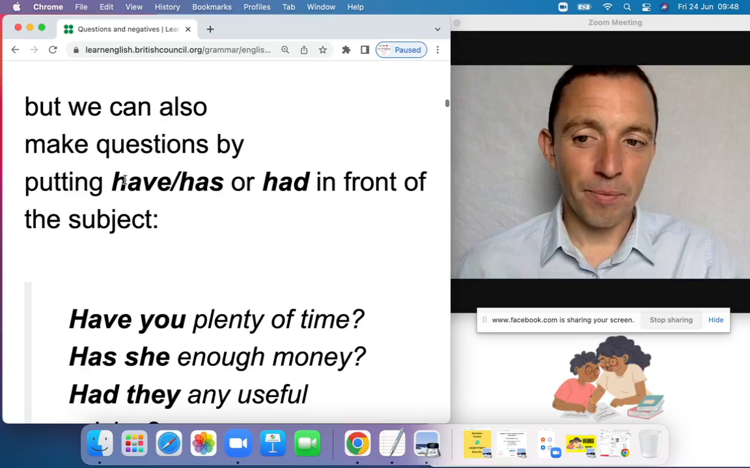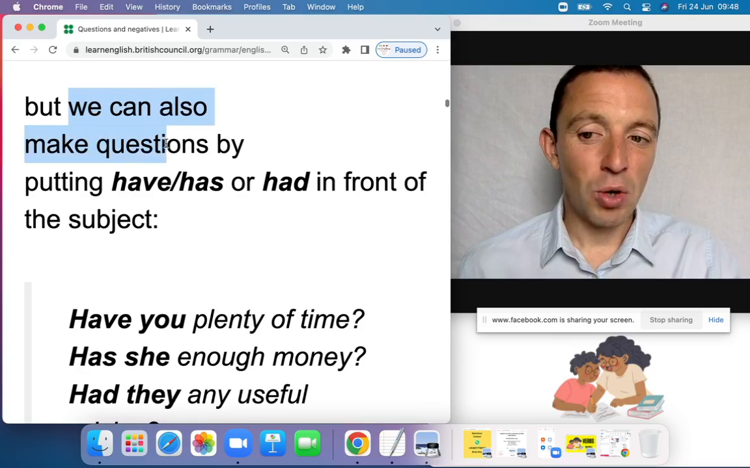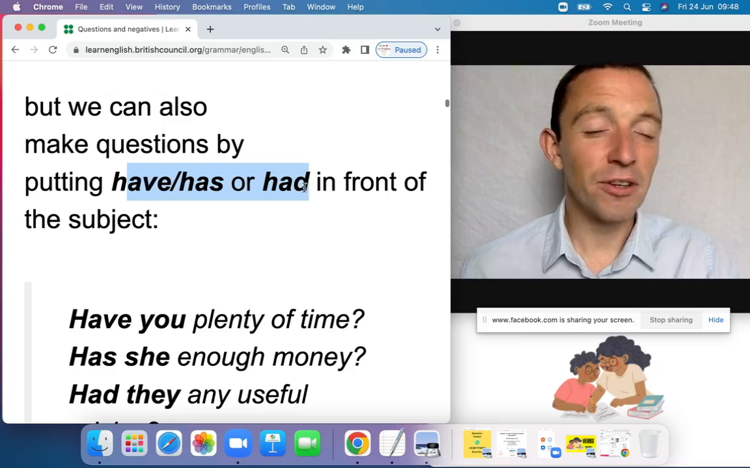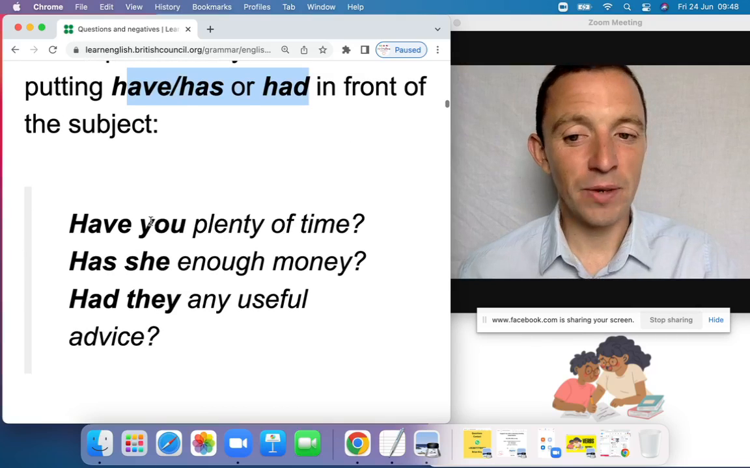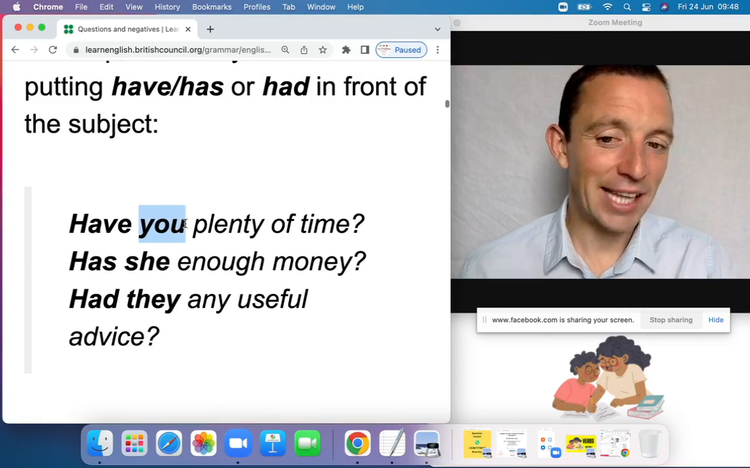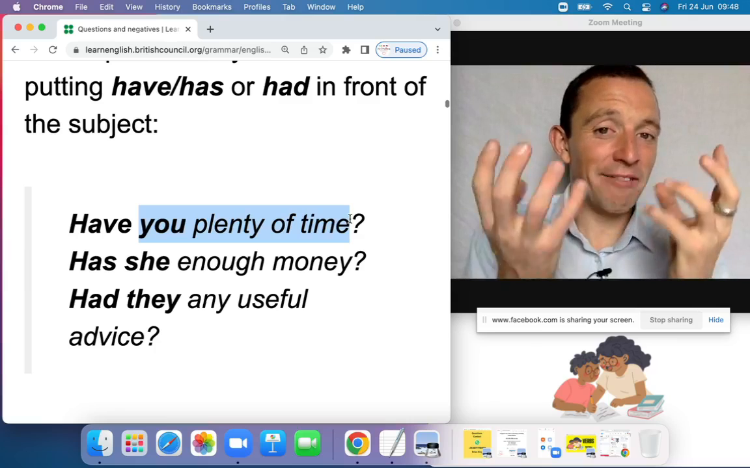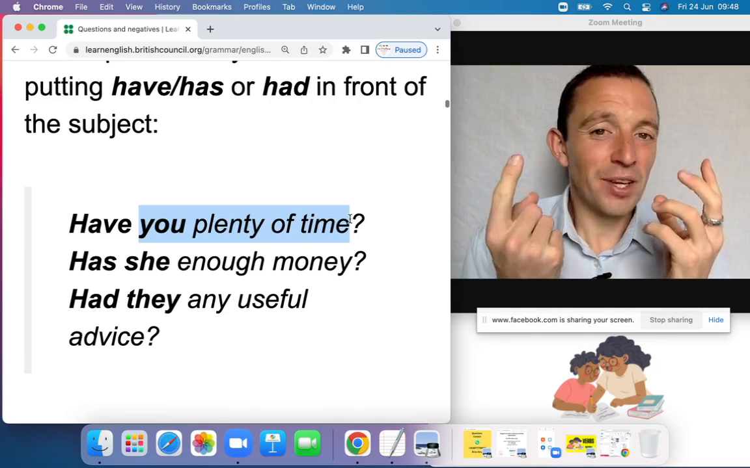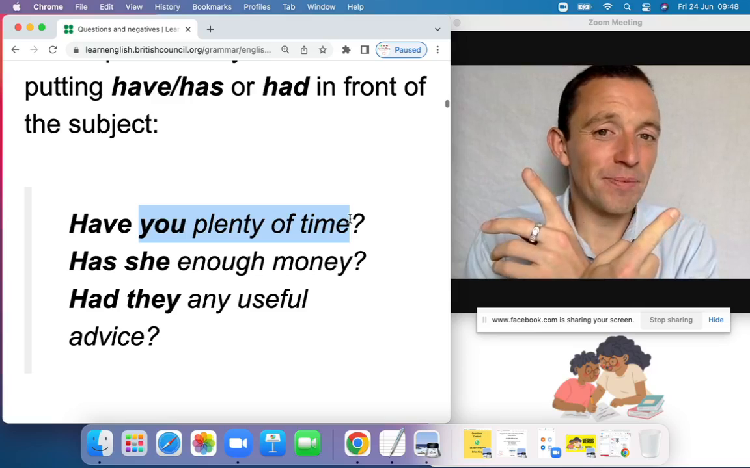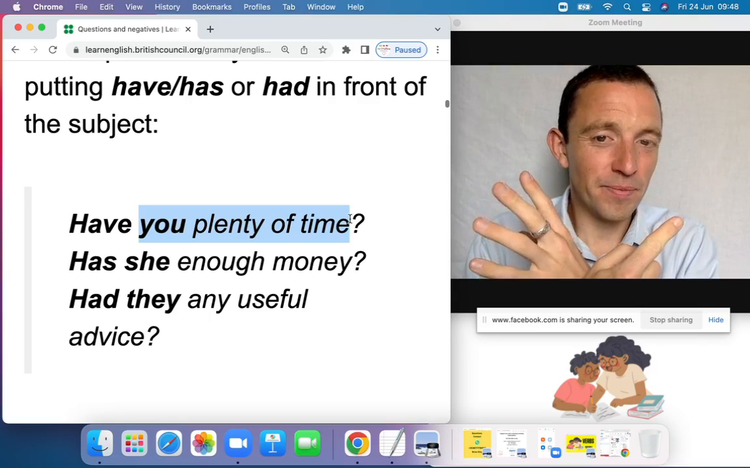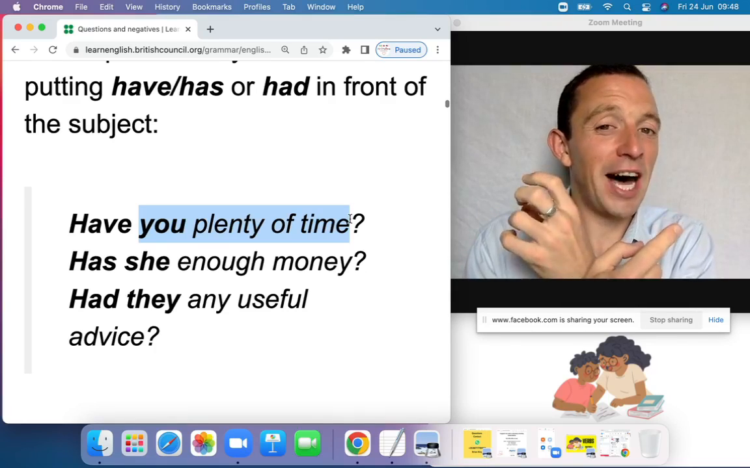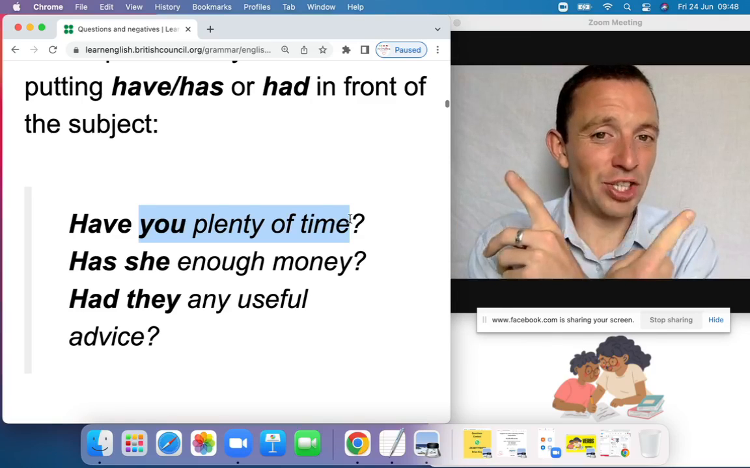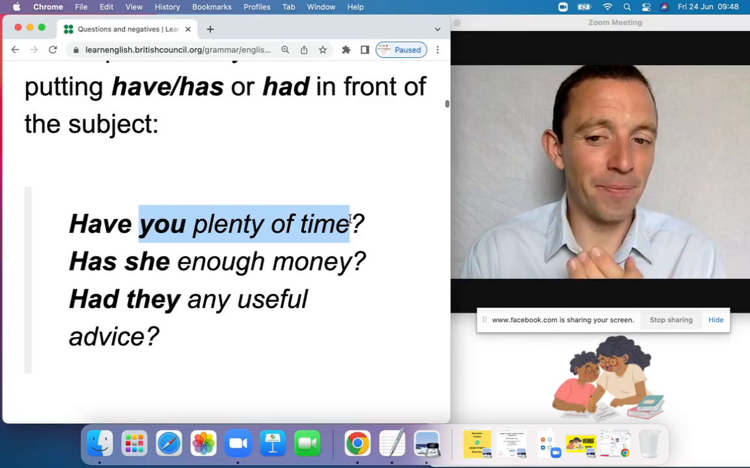But we can also make questions by putting have or had in front of the subject. So, "You have plenty of time" is the affirmative. To create the question, we simply change the position, also for the verb to have. The verb to have is possible; with the verb to do, to create the question, we just change the position. Have you plenty of time?